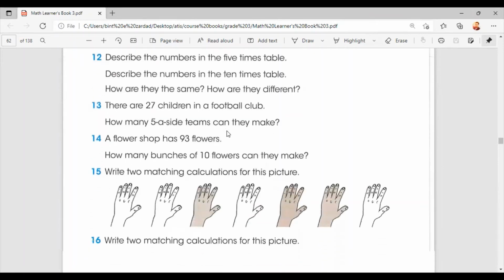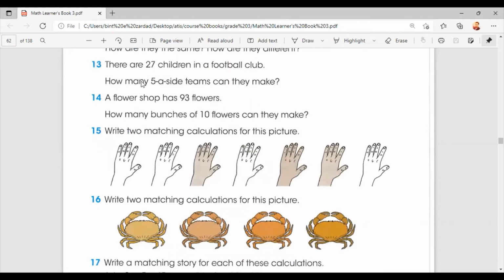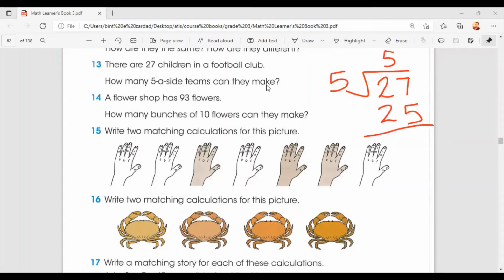Question number 13. There are 27 children in a football club. How many five-a-side teams can they make? There should be some remainder. When we are dividing 27 by 5, we need to make teams of 5. 5 multiplied by 5 is 25, because 27 does not come in the table of 5. 27 minus 25 is 2. So 5 remainder 2. This is the answer. Like this, most questions have a remainder.